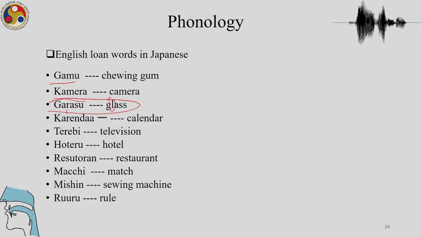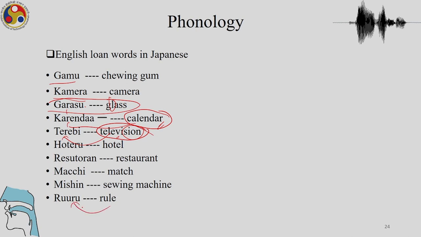La changes to ra, and then we insert a final u, and there are more changes as we move on to calendar. We see here that la becomes ra, and the final consonant is deleted. It's more complicated as we move on to television. A part of this word is not there, so it is called terabi, and again la changes to ra, and va changes to ba. Then hotel is hoteru, and restoran stands for restaurant, and machi stands for match, and mission for sewing machine, and roro for rules.